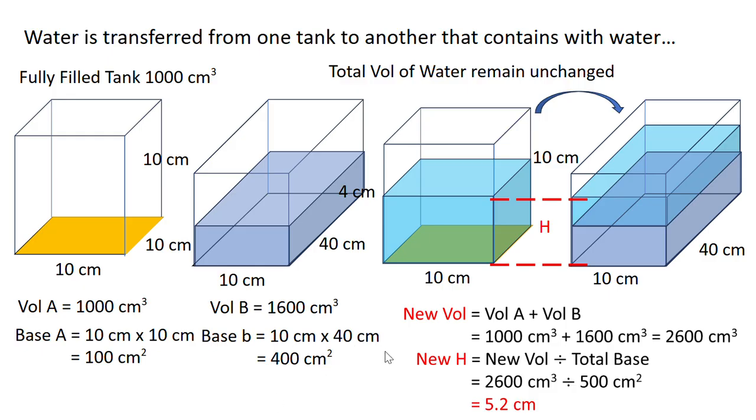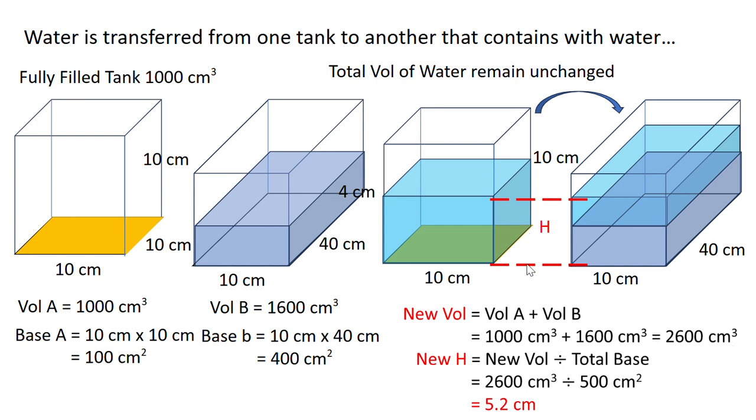Okay, so first thing, you want to find the total volume of water. So total volume of water is volume A plus volume B. So it's 1000 plus 1600 centimeter cube. So the total volume of water in these two containers is 2600 centimeter cube.